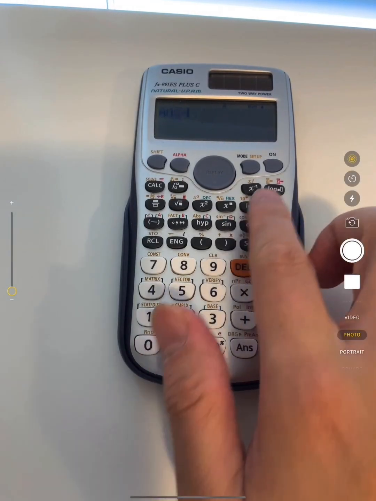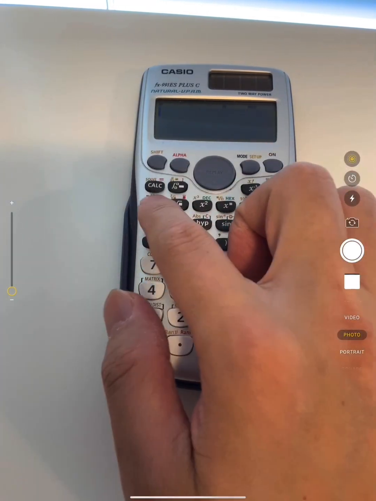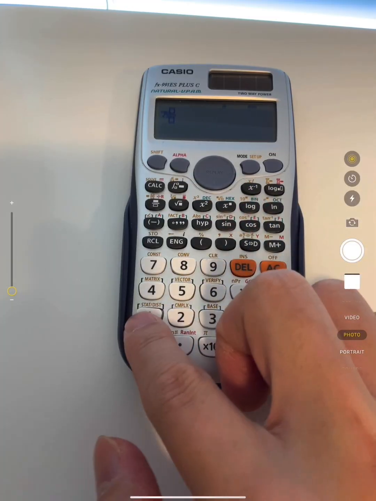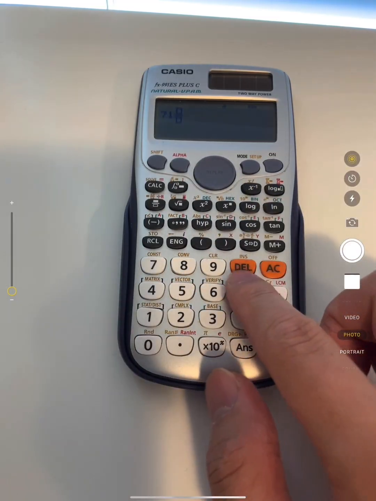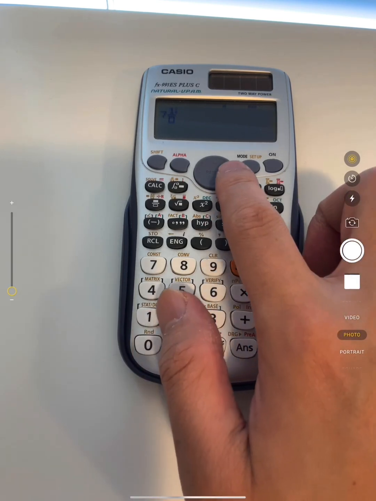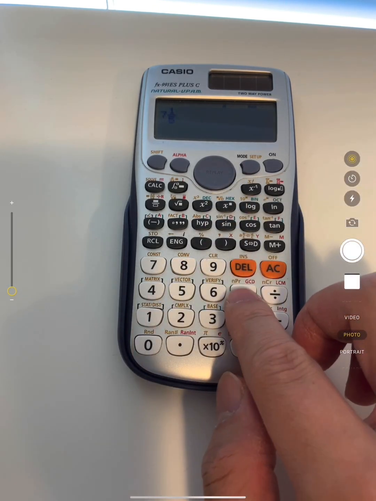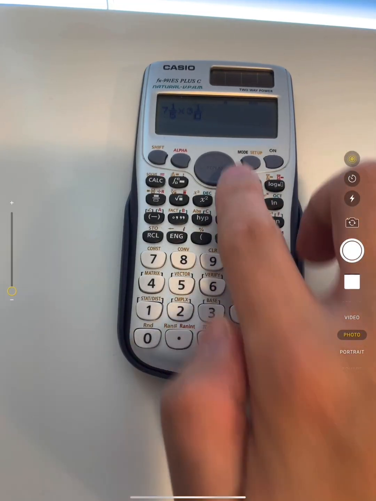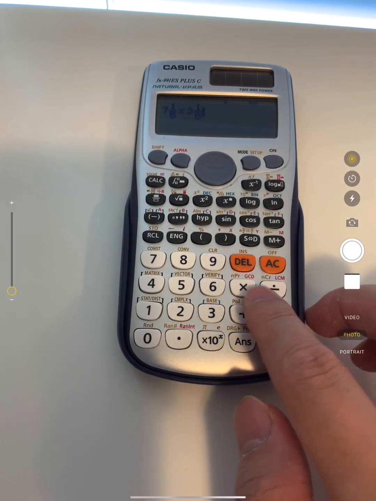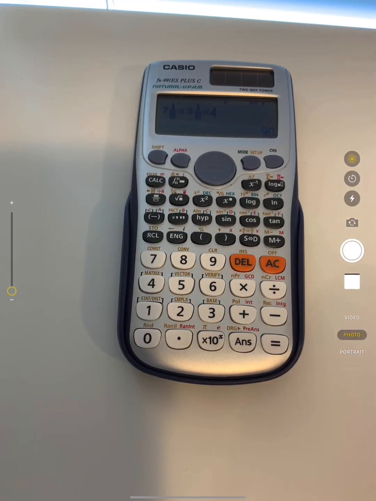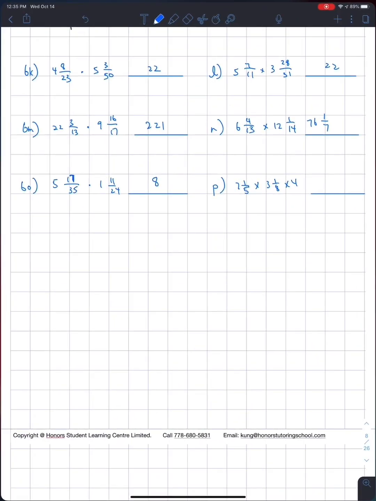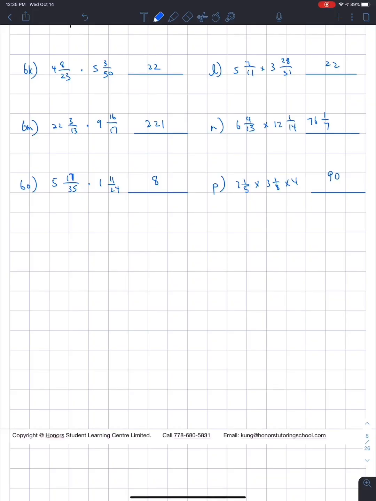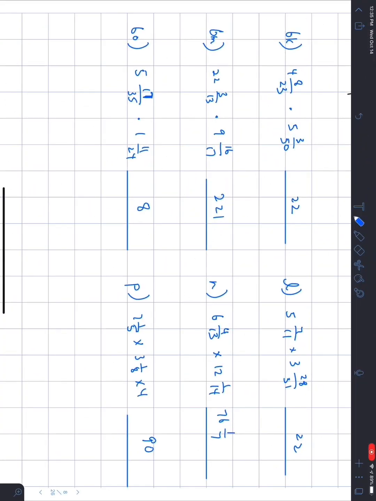And then 6P. Shift, mixed fraction button, 7 to the right, 1, oops, I can delete, to the right, 1 to the right, 5 to the right, times the expression on the bottom, 3 to the right, 1 to the right, 8 to the right, times 4. Then we get 90. So this would be 90. So that's how you would use a calculator to solve these problems. Okay, for the rest of the session, I'm just going to go back to doing it by hand.